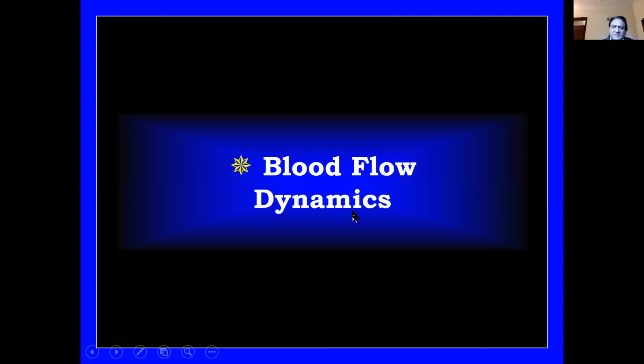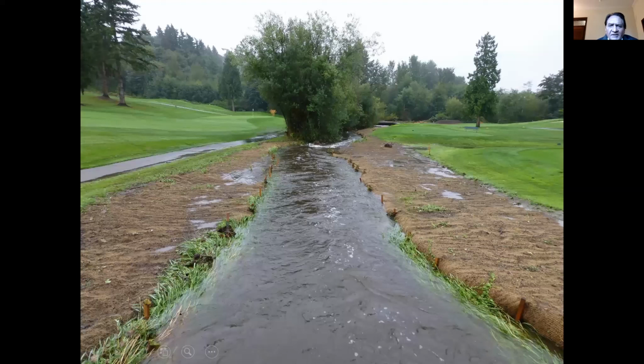Blood flow dynamics. Take this stream after the rainfall in a race course or golf course: the fastest velocities are in the middle. Slower velocity near the edges due to the grass and other impediments. The faster velocities are in the middle and the slow ones at the sides. And water in the puddles has no flow, it's just standing there.